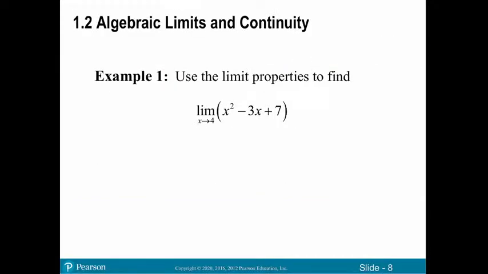So we have the following example. We're asked to use the limit properties to find this, right? So let's see what we can do. Let me start with what we're given. We have the limit as x approaches 4 of x squared minus 3x plus 7.